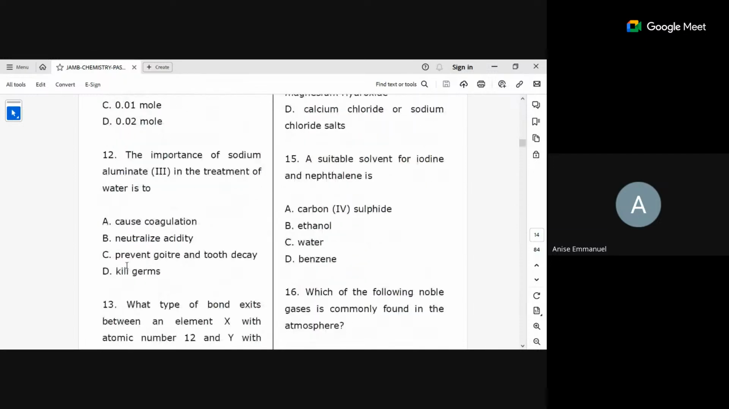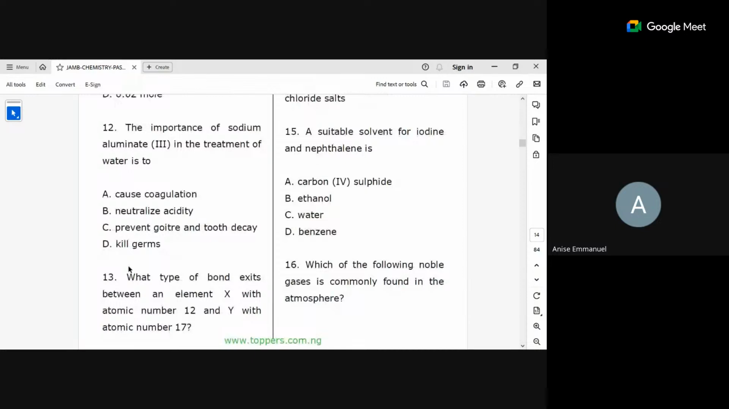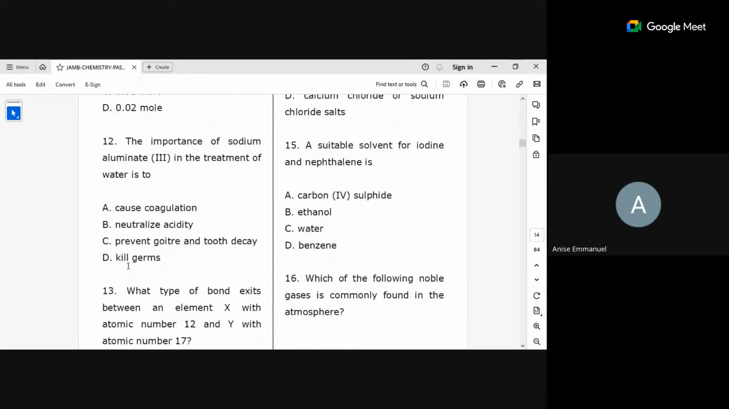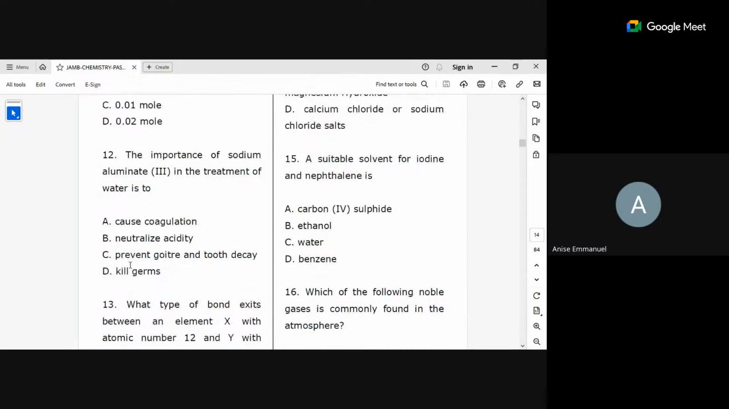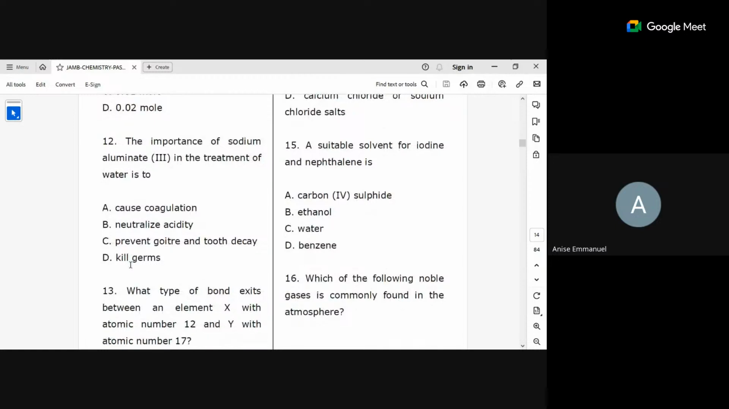So number 12, we're looking at the time. The importance of sodium aluminate 3 in the treatment of water is dash. I don't need to waste time like the time I've wasted in number 11. So if I have a question like this in UTME, I will do the calculation aspect first, then the theoretical part I will know, and then I will take my time.